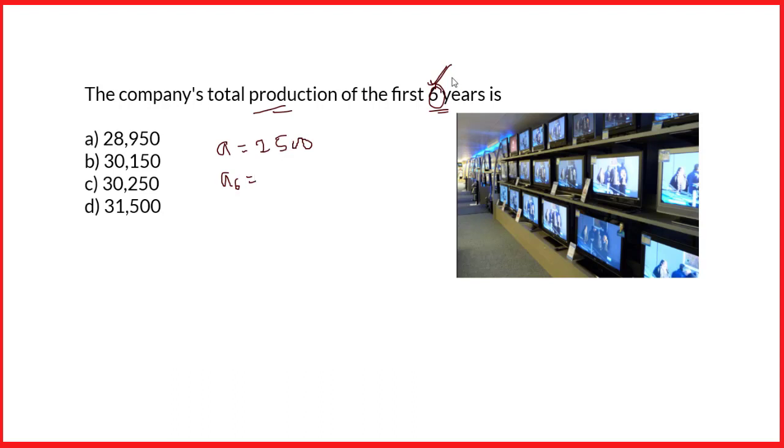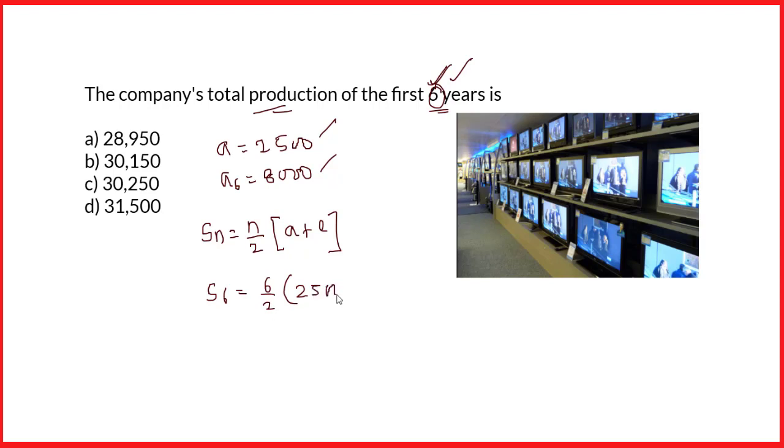A6 will be the last term, because we have to find the sum of all the productions from the first year, second year, third year, fourth year, fifth year, and 6th year. So the last term in this case will be A6, and we know it is 8000. That also we have calculated in the previous questions. So we know the first term, we know the last term, and we can find the total production, that is Sn equal to n by 2 into bracket A plus L, first term plus the last term, and therefore S6 is equal to 6 upon 2 into bracket A plus L.